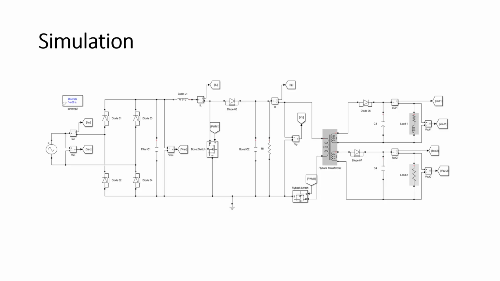So here is the simulation of the flyback converter for multiple outputs and for power factor correction. We have implemented this circuit in MATLAB Simulink, and here, as we can see, we have highlighted the flyback converter and the two loads. The inductive load is indicated as load 1 and the resistive load is indicated as load 2. And here we have used a MOSFET switch, indicated as the boost switch for the boost circuit, and another MOSFET switch for the flyback operation.